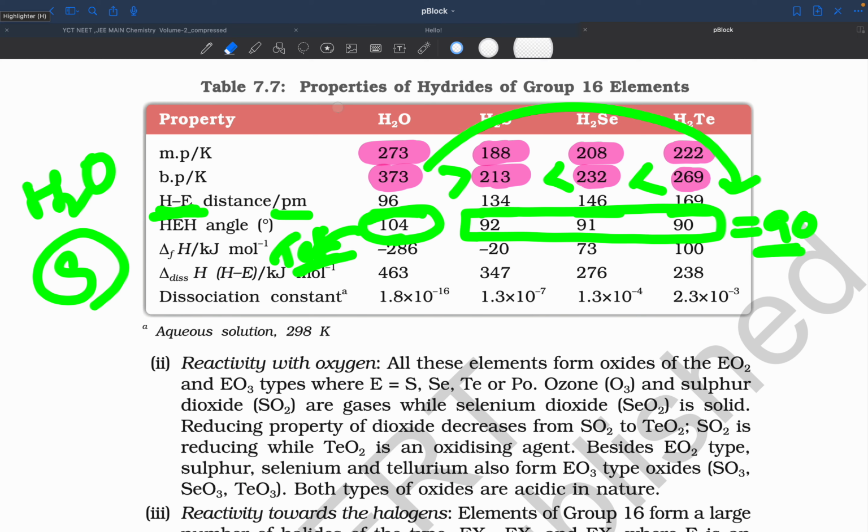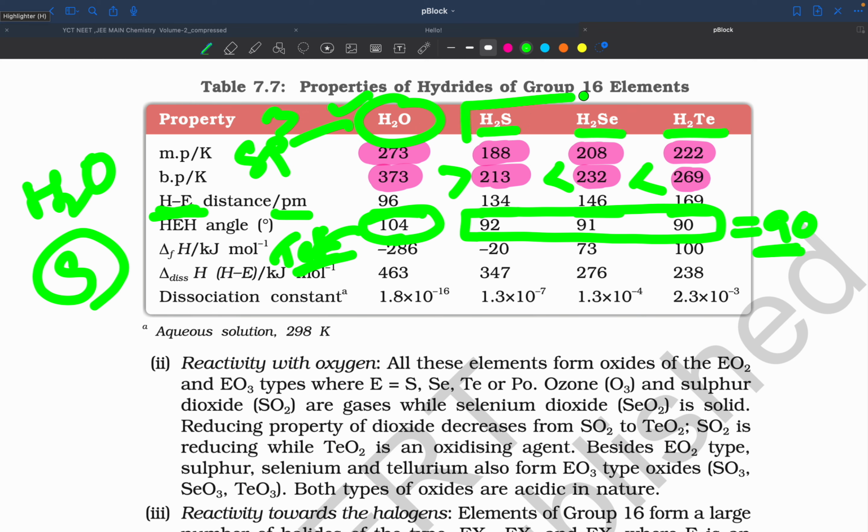Only H2O can be a donor of the electrons due to the sp3 hybridized state, whereas H2S, H2Se, H2Te, all these are not the ligands at all, because of these reasons. We talk about the Drago's rule in first year class mein, we have seen this. Okay, so this is about hydrides.